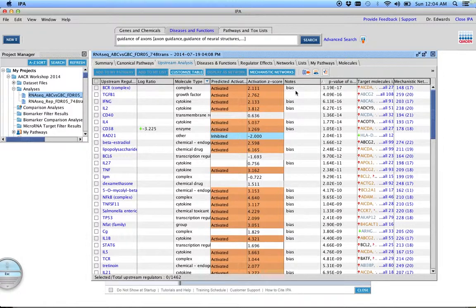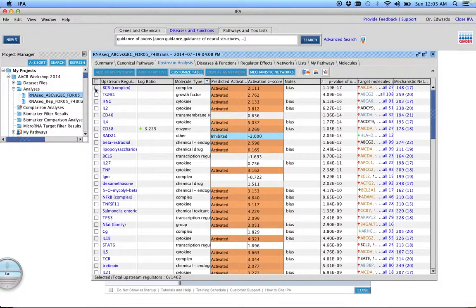This column here notes the bias, which basically says that our original gene list had more downstream than upstream genes, so there is actually a bias as far as this activation. It usually holds no matter what your gene list, but this is the p-value, so these are the odds that we would get all of these 27 molecules associated with this BCR complex in our gene list by random chance. 1.2 times 10 to the negative 17th.